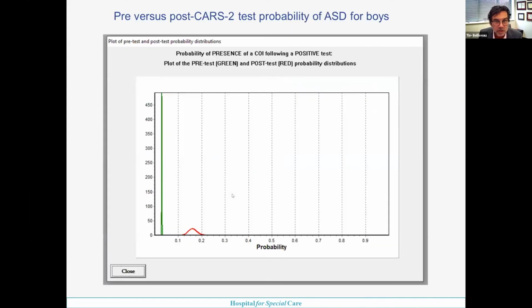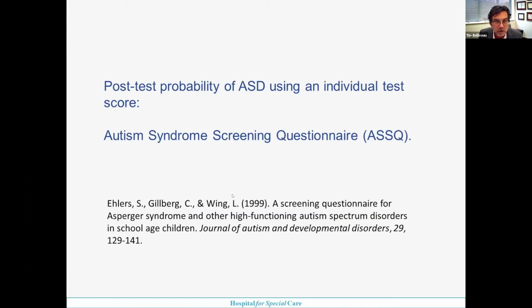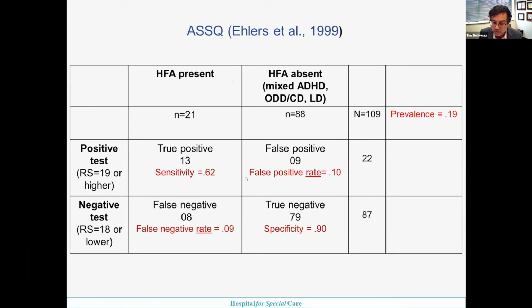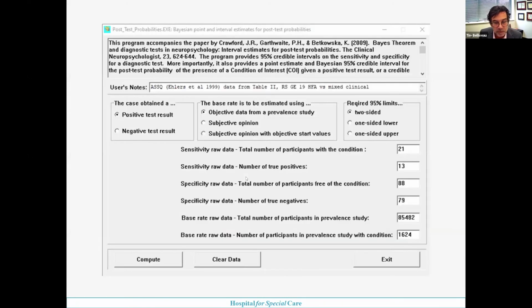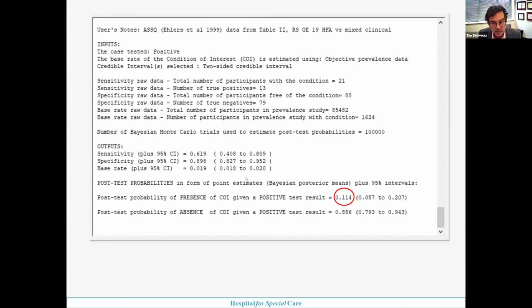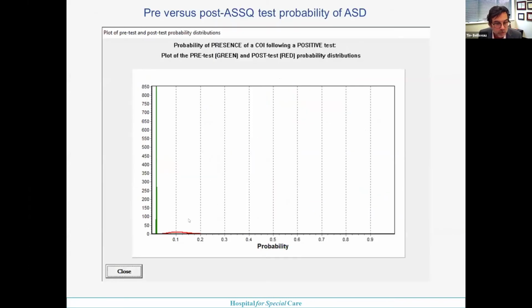We can also look at the likelihood of autism with another questionnaire, the Autism Syndrome Screening Questionnaire. We refer to their manual for the same type of information, put that data in, and we see again, in this case, the post-test probability is 0.114, which moves our needle over somewhat, but perhaps not as much as many people might expect given their clinical practice.